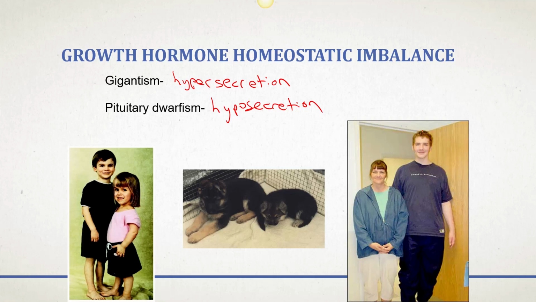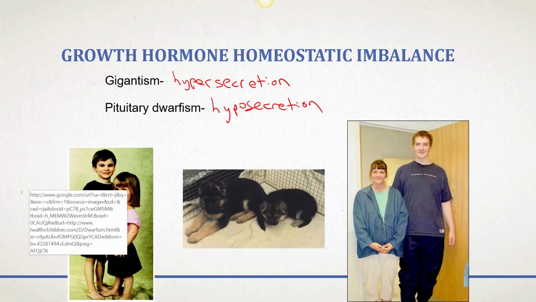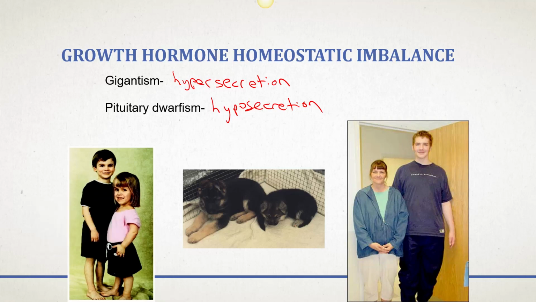Here you can see a boy with gigantism. This is a 12-year-old boy. Here you can see a girl with pituitary dwarfism, and then over here you can see a puppy with pituitary dwarfism. And looking at this puppy, you're probably like, oh, it's so cute and tiny. Why don't we induce pituitary dwarfism in all puppies to make them super cute and tiny for the rest of their lives? Because just like with gigantism, pituitary dwarfism can be accompanied by some serious and life-threatening issues.